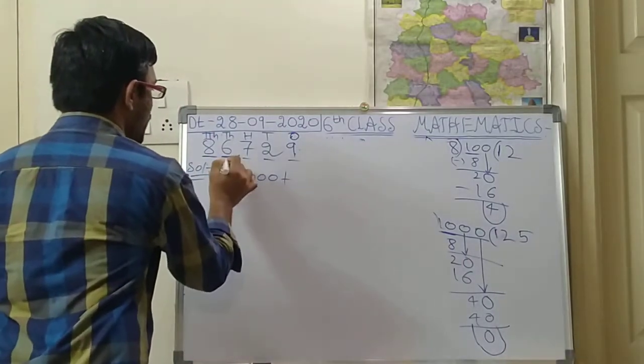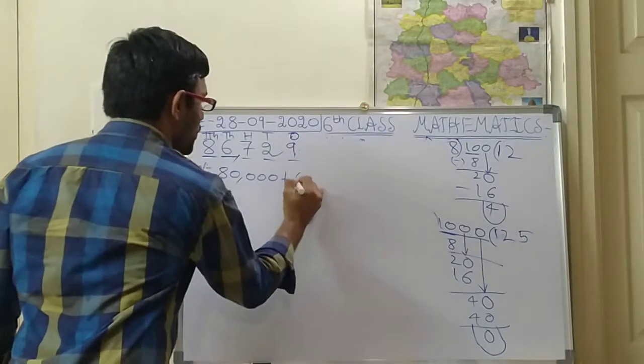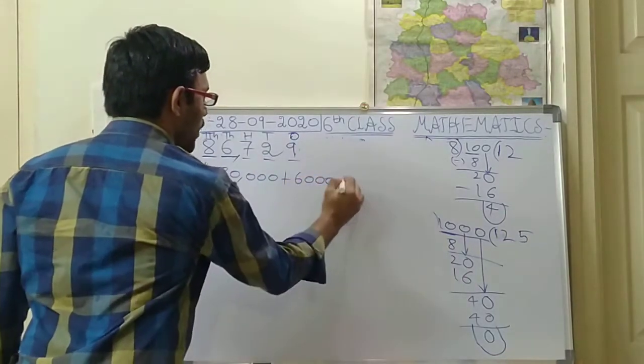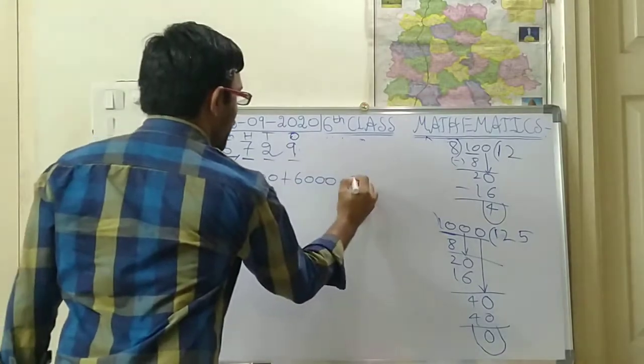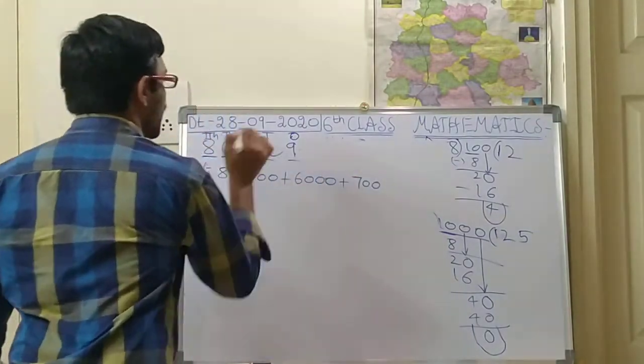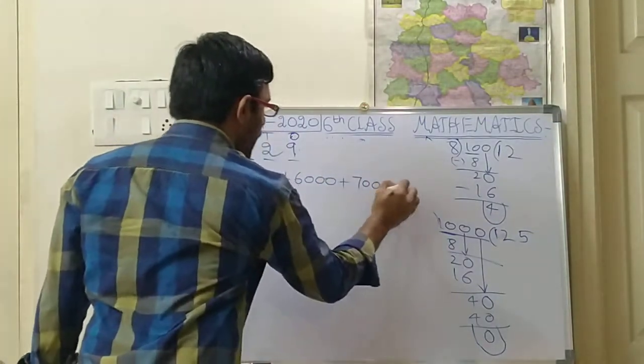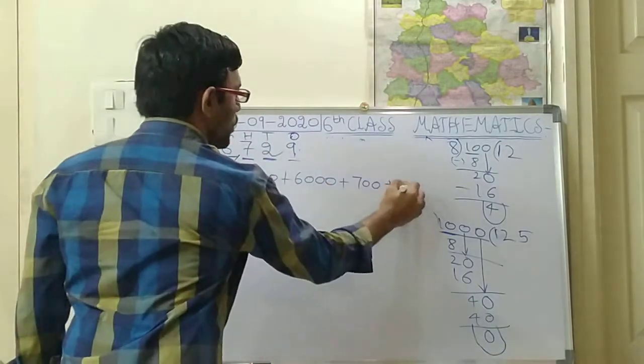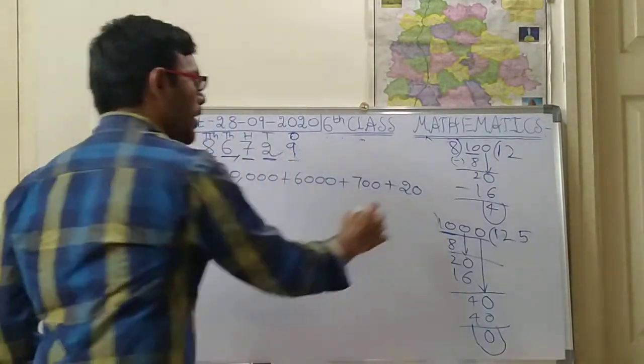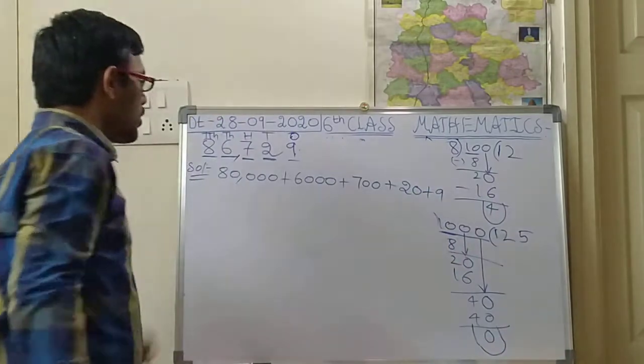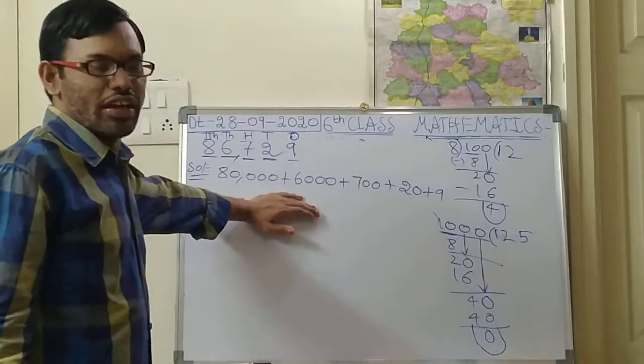Next, what is that? 6. 6 is in thousands place. So 6,000 plus. Next 7. 700. 7 is in hundreds place. Okay. 700 plus 2. 2 is in tens place. So 20 plus 9. Okay. So the first step should be expansion.